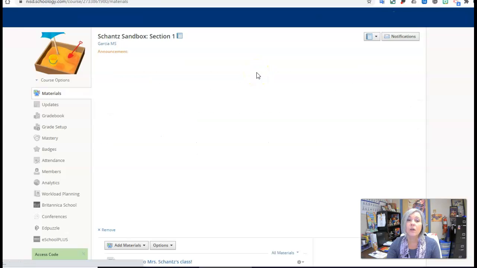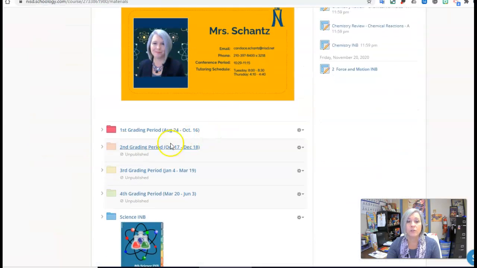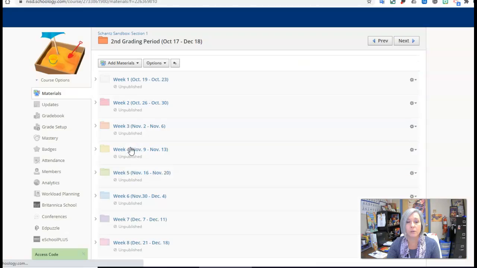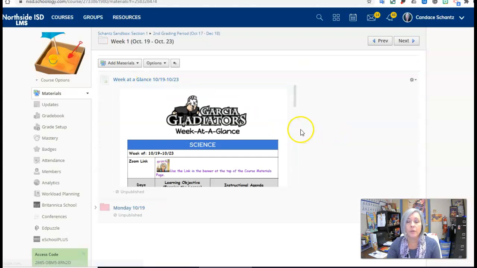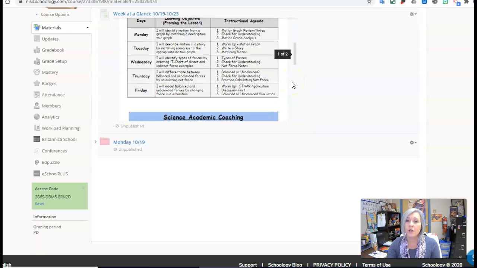Now let's look at our week at a glance for this week. So if we scroll down, we're going to go into the second grading period, week 1. For our week at a glance, we're starting this unit with a review from 6th grade. So in 6th grade, you learned about force, you learned about motion, speed calculations. We're going to do a snapshot review of that. So our focus today will be on motion graphs. We're going to review the notes, and then you'll do some questions.